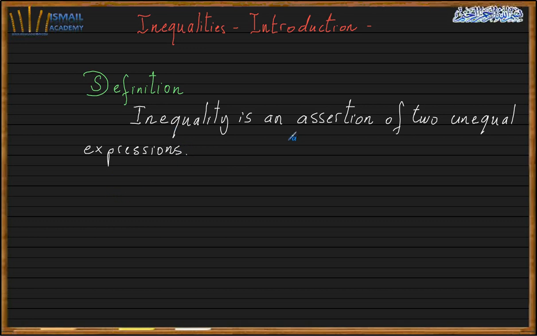It's just a statement which we don't know if it's true or false. This is why we use the word assertion, because an assertion means a statement which doesn't have a known truth value, whether it's true or false, of two unequal expressions. So we have two expressions that are not equal. Let me give you an example.